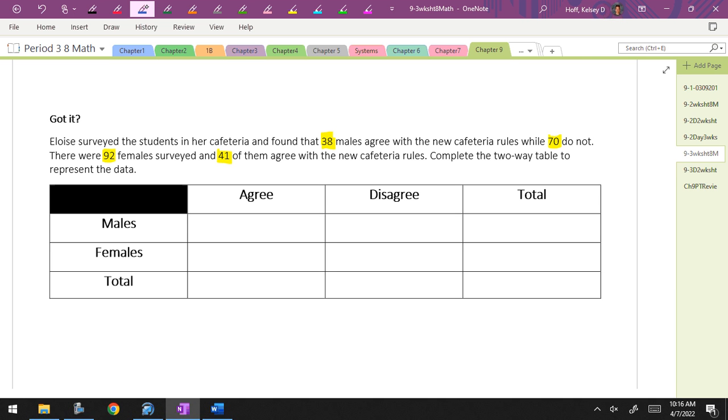Who can tell me where a number goes? Mason? Agree? Yes, okay. Nicely done. Ava? Males, and then 38 and then 70. So disagree. Could be one from the agree and then one from the disagree. So 38 is going to go here, and 70 goes here. Thoughts? Agree. Gable? Agree right here. Cool. Fill it in.